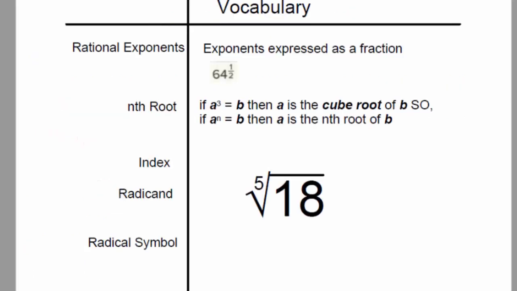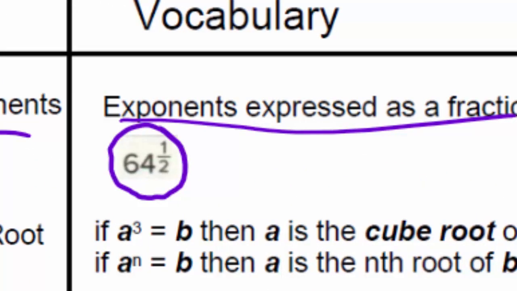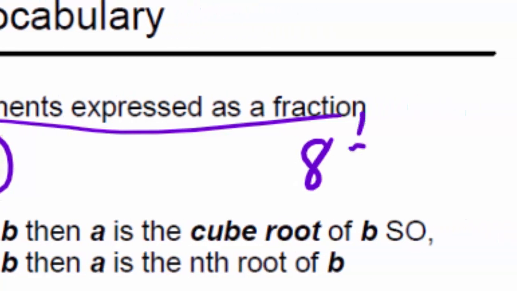All right, so we've got rational exponents. Now that's an exponent that's expressed as a fraction. So if you take a look right here, we have 64 to the 1/2 power. If I did, let's say, 8 to the 1/3 power, that would be another rational exponent, because this number right here is expressed as a rational number, which for our purposes right now is just a fraction.